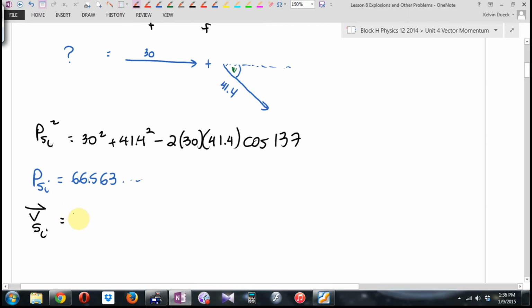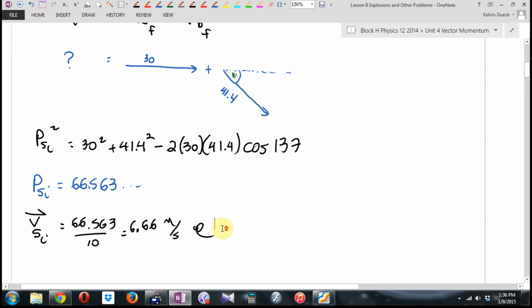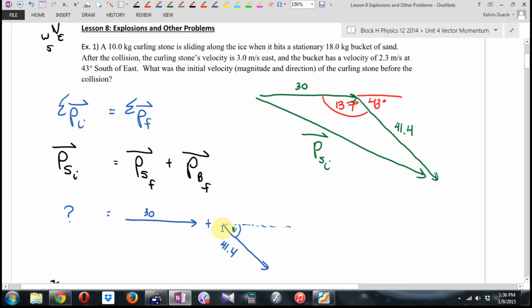I think I'm going to divide by 10 in my head. I'll write it here. It's going to be 66.563 over 10, which is going to be 6.66 if I go to 3 sig figs. 6.656, but the 5 would become a 6 because of the 6 next to it. 6.66 meters per second at... I need direction. Oh, this one's pretty good.